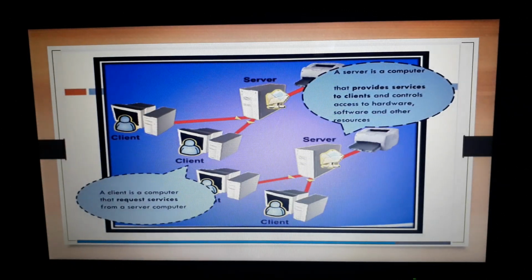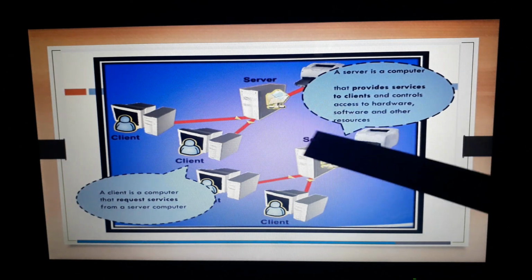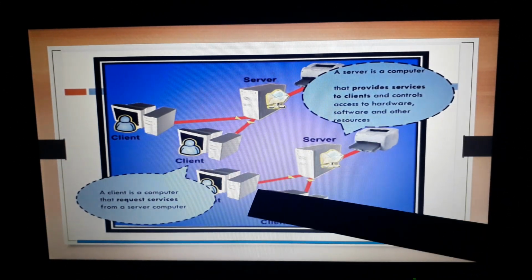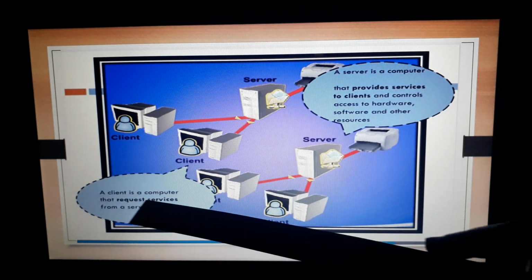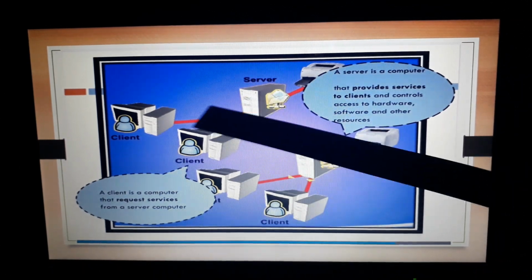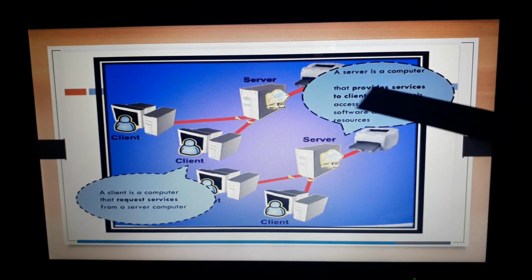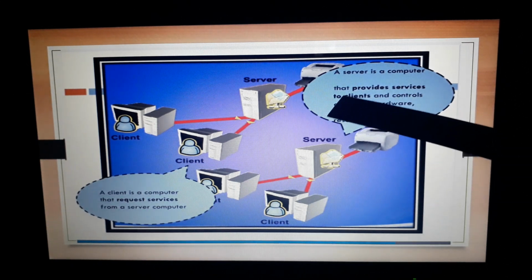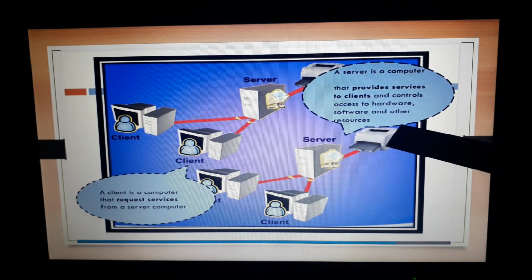Okay, got it? Let me show you that image. Look here, it is a server computer, and here these client computers are there. A client is a computer that requests services from a server computer, and a server is a computer that provides services to clients and controls access to hardware, software, and other resources like a printer and scanner. I already gave you the example. So now you got it that there are two types of network architecture: client and server, and peer-to-peer.